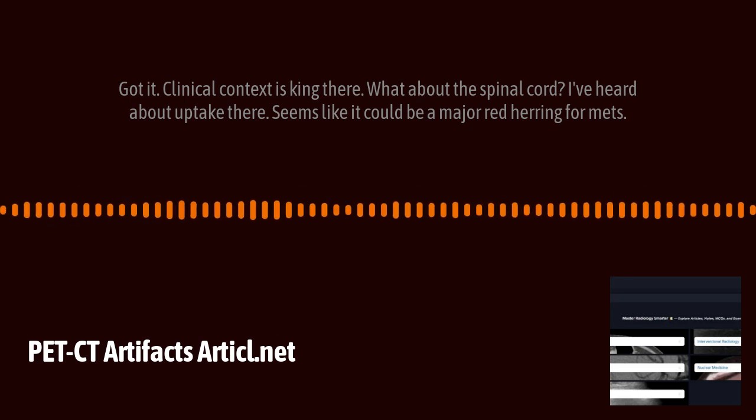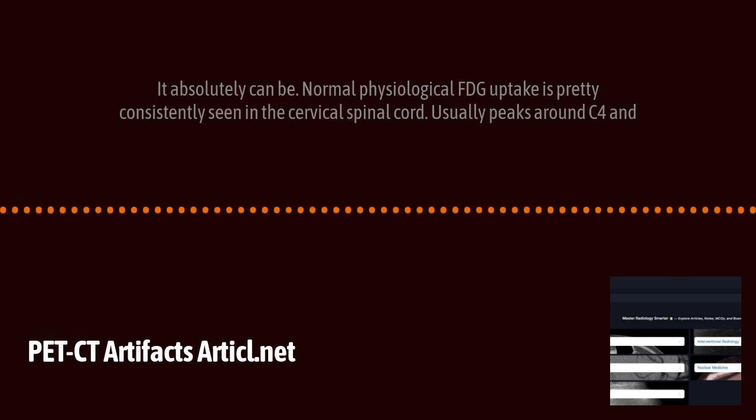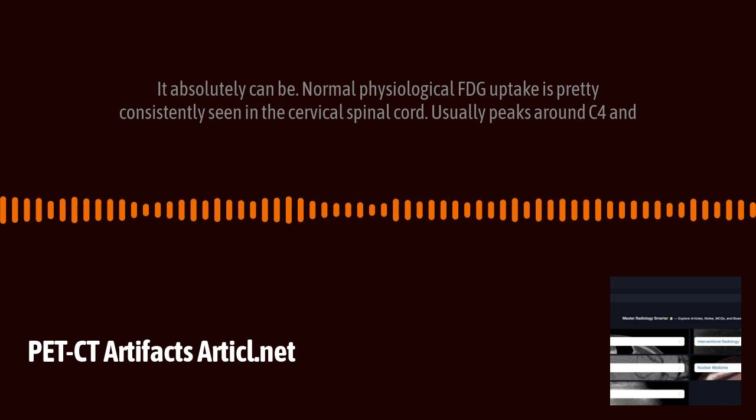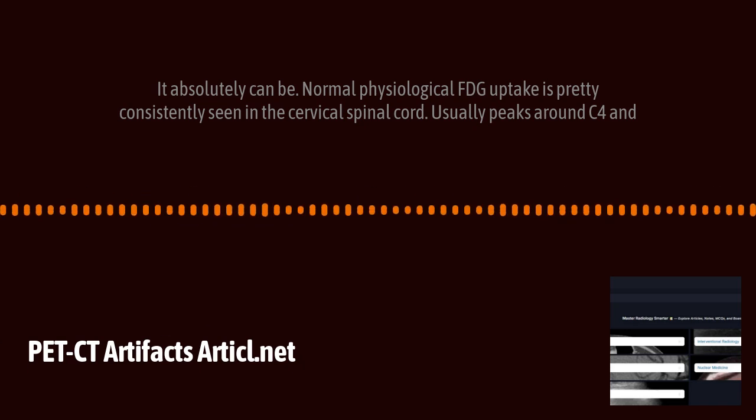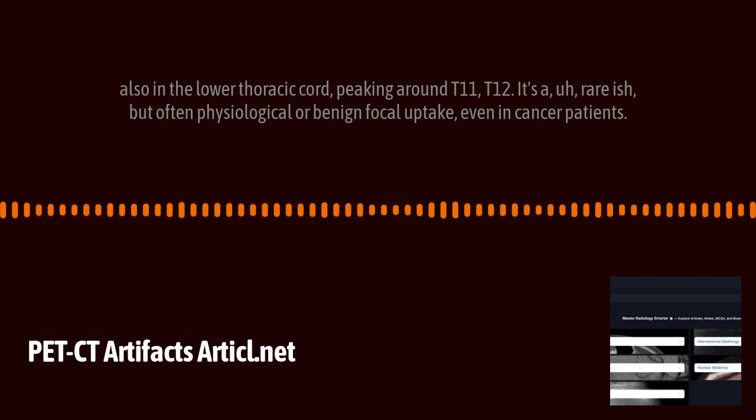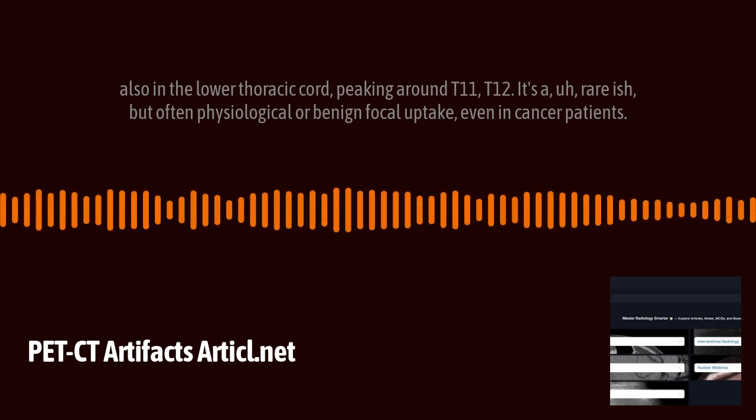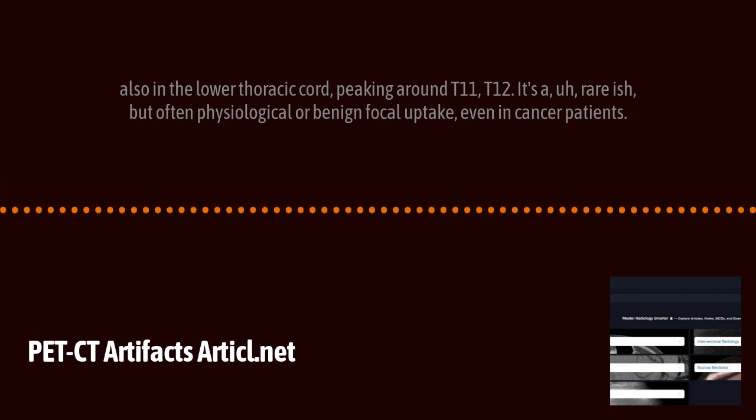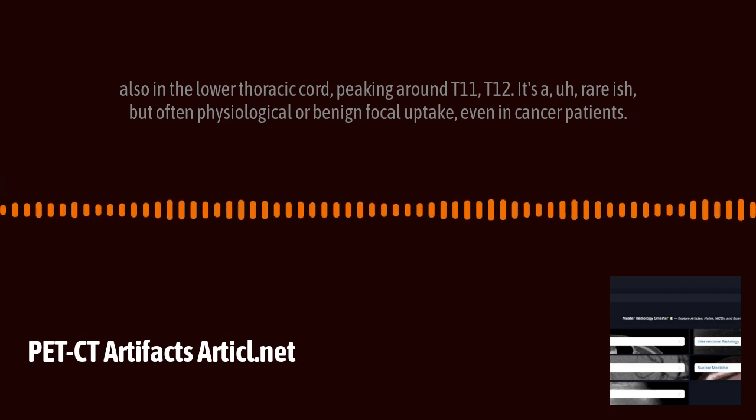What about the spinal cord? I've heard about uptake there. Seems like it could be a major red herring for mets. It absolutely can be. Normal physiological FDG uptake is pretty consistently seen in the cervical spinal cord, usually peaking around C4, and also in the lower thoracic cord, peaking around T11, T12. It's often physiological or benign focal uptake, even in cancer patients.